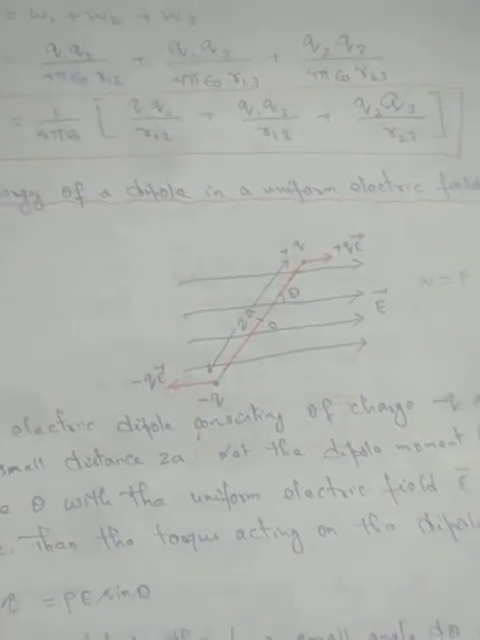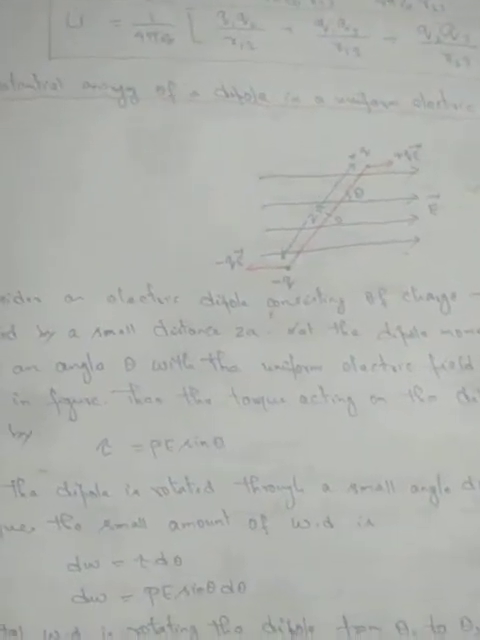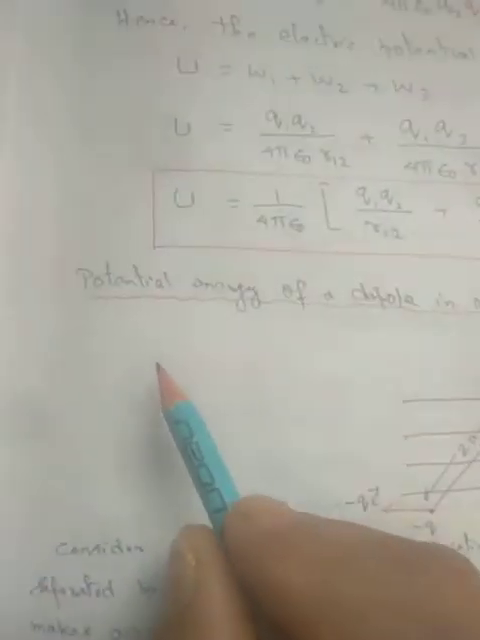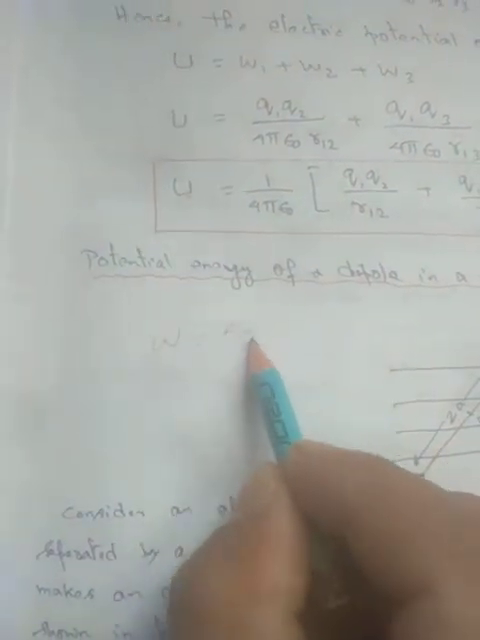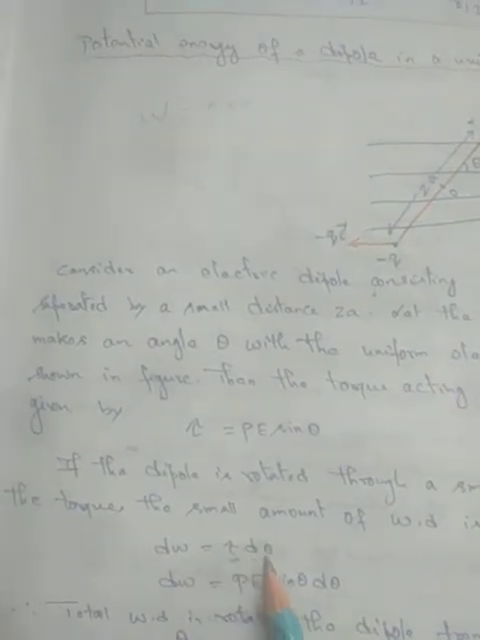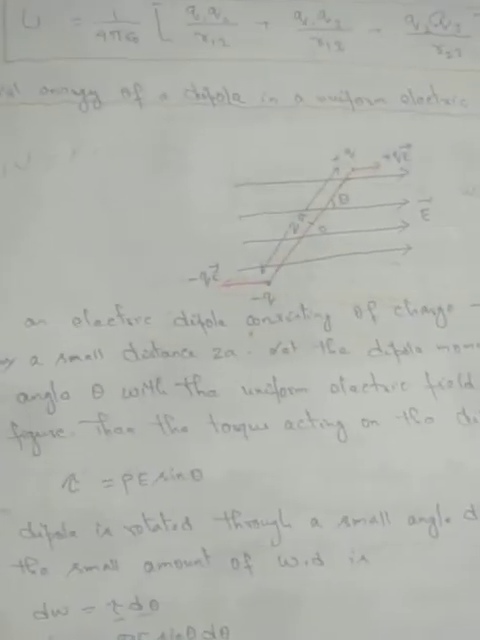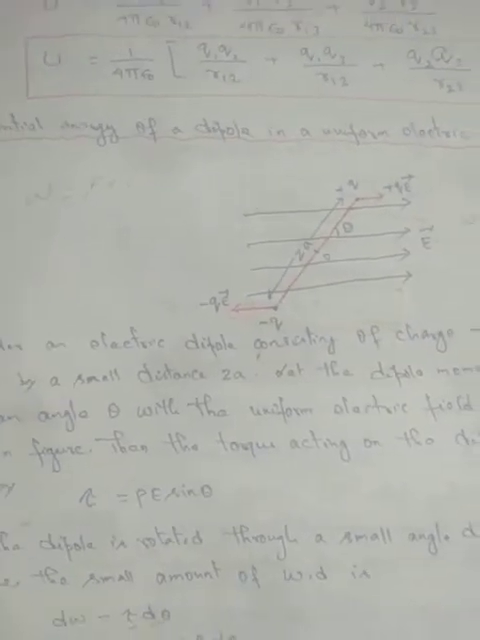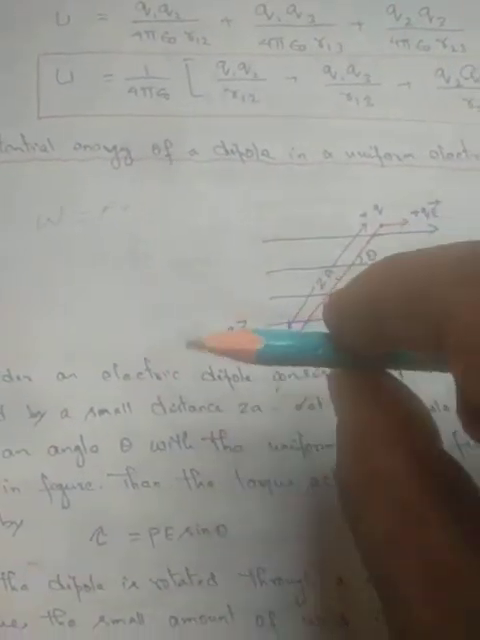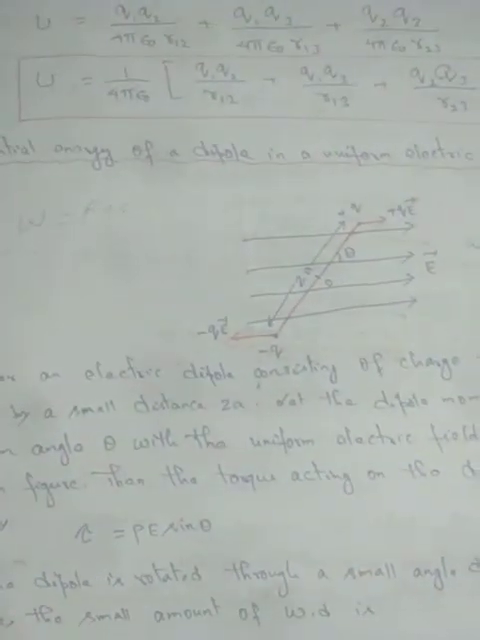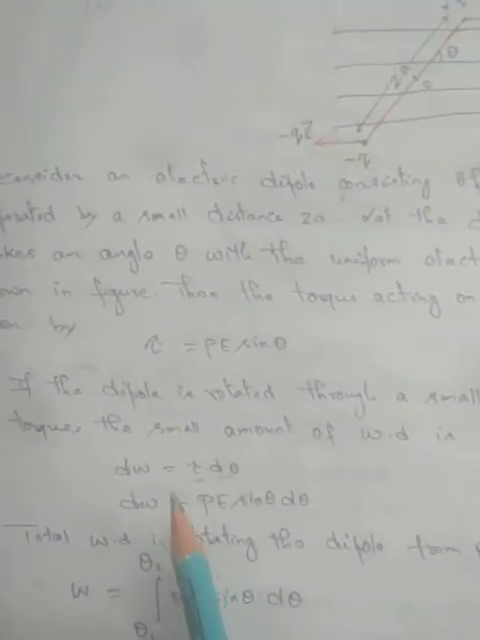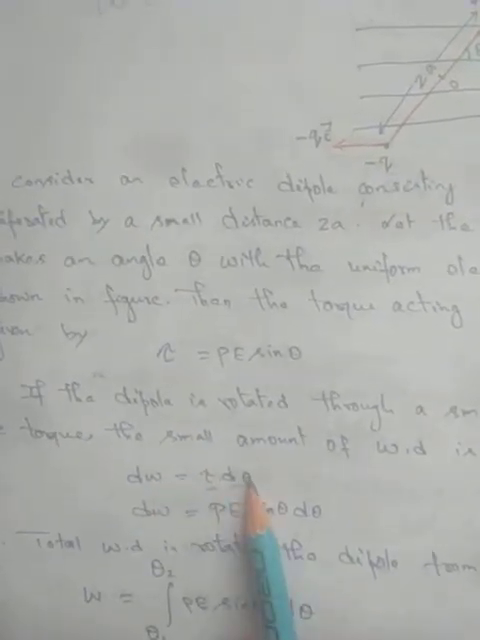When you rotate the dipole through a small angle d theta, there should be a small work done, and that small work done is equal to dW. Just like work is equal to force into displacement, in this case the small work will be force, the rotating force, times the angular displacement. Why angular displacement? Because this dipole will not produce a linear displacement, but instead it is rotating. As it rotates, there is a change in position, or we can say there is an angular displacement. So this is the small work done to rotate the dipole through a small angle d theta.